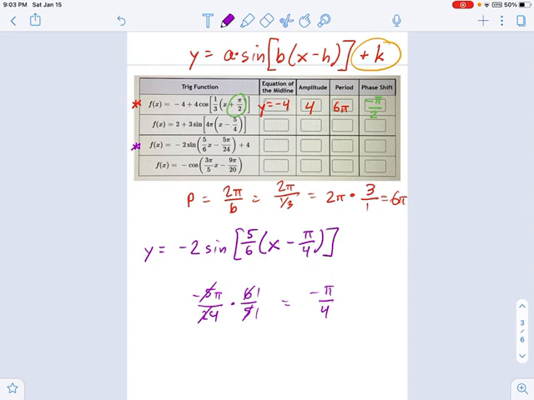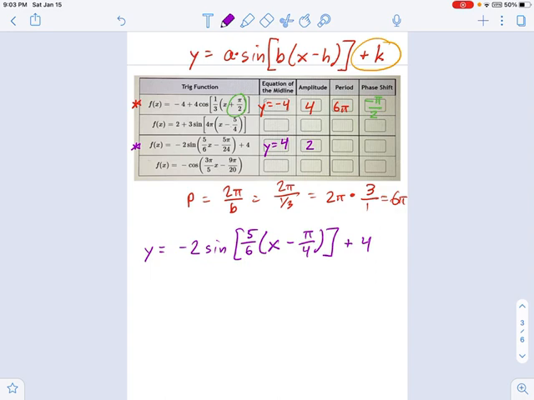And don't forget, we still have what looks like a midline, a vertical shift outside the parentheses there. So plus, oh, I wrote plus k, but that's in the equation we were given, that's a plus 4. Okay, so now we just put in our terms. The equation of the midline is y equals 4. It's the amount we added, our vertical shift. Amplitude is 2. Don't put -2. Remember, negative signs are not amplitude. Amplitude is always an absolute value.